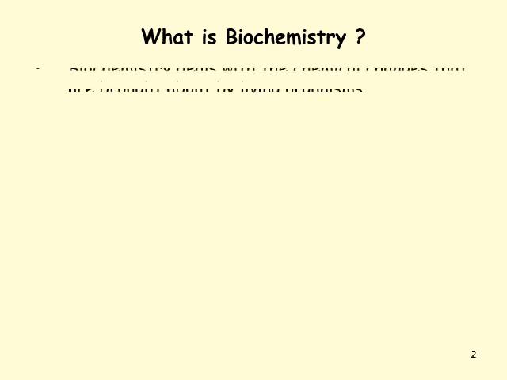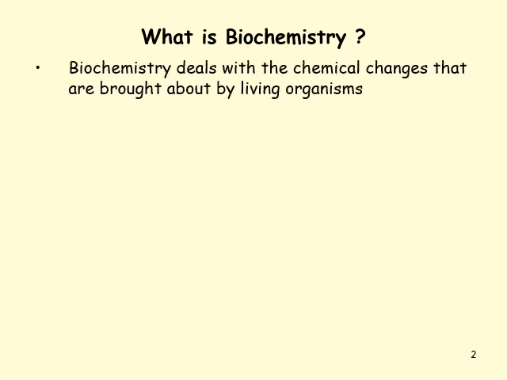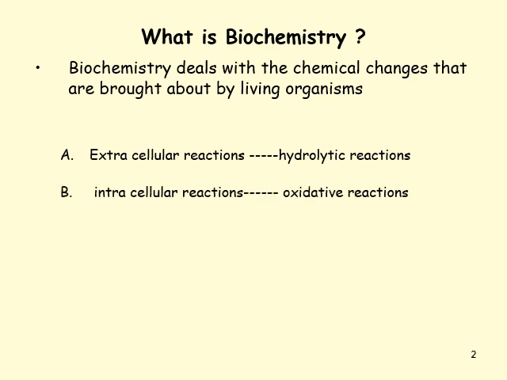Now, what is biochemistry? Biochemistry actually deals with chemical changes that are brought about by living organisms, such as bacteria, algae, protozoa. So it's called biochemistry. The reactions in biochemistry may be divided into two types: extracellular reactions like hydrolytic reactions, or intracellular reactions like oxidative reactions. Some reactions take place outside of the cell, they are called extracellular reactions, while the reactions that take place in the cell are called intracellular reactions.